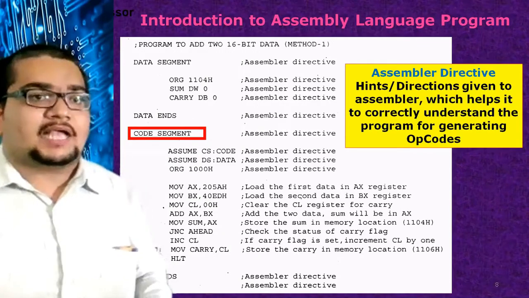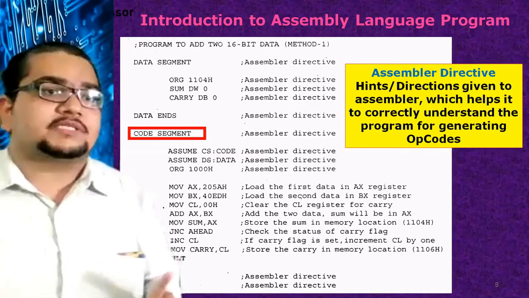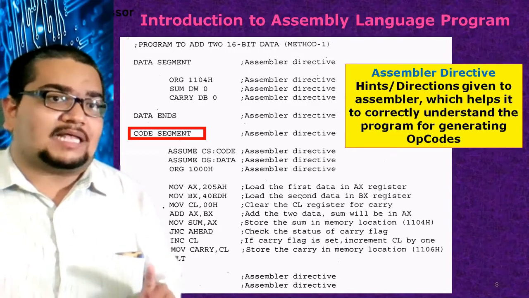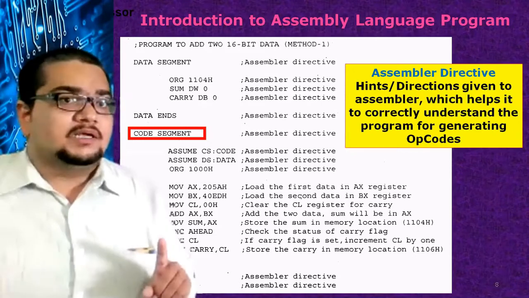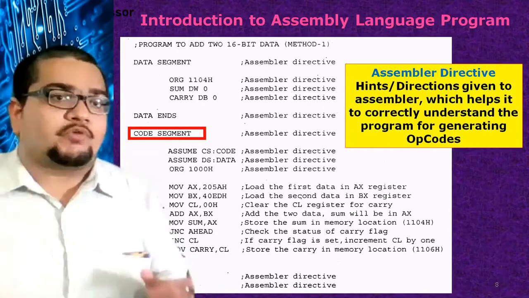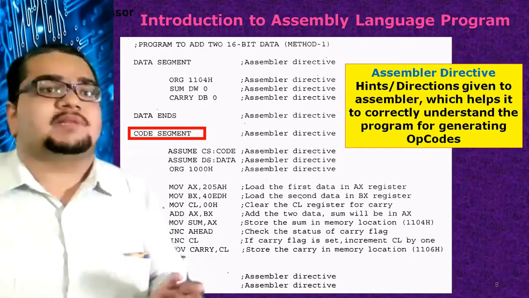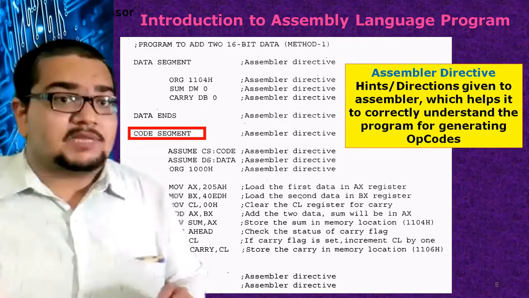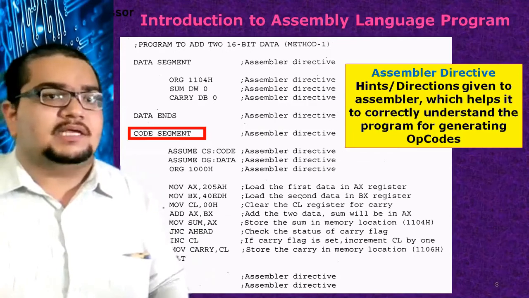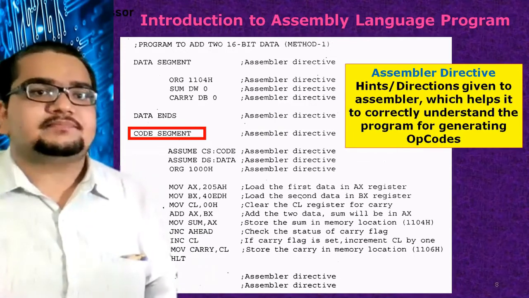These are actually the directions or hints we are giving to the assembler, not the processor. Why are we giving this? As the assembler translates our assembly language program to machine language, these assembler directives provide hints or directions such that the translation from assembly language to machine language by the assembler becomes easy. So we are helping the assembler to translate the assembly language program into machine language easily.